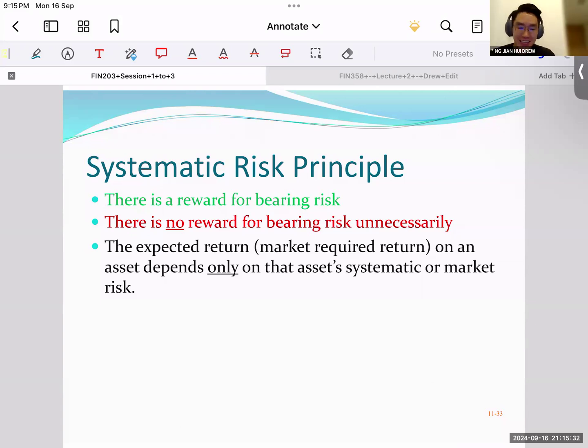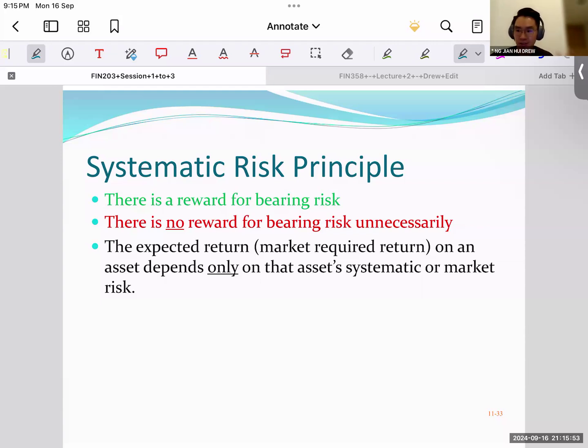Okay, let's continue. Just before the short break that we had, we were talking about systematic and unsystematic risk. Remember the start of this section, we talk about risk and rewards. The more risk you take, the more rewards you get.